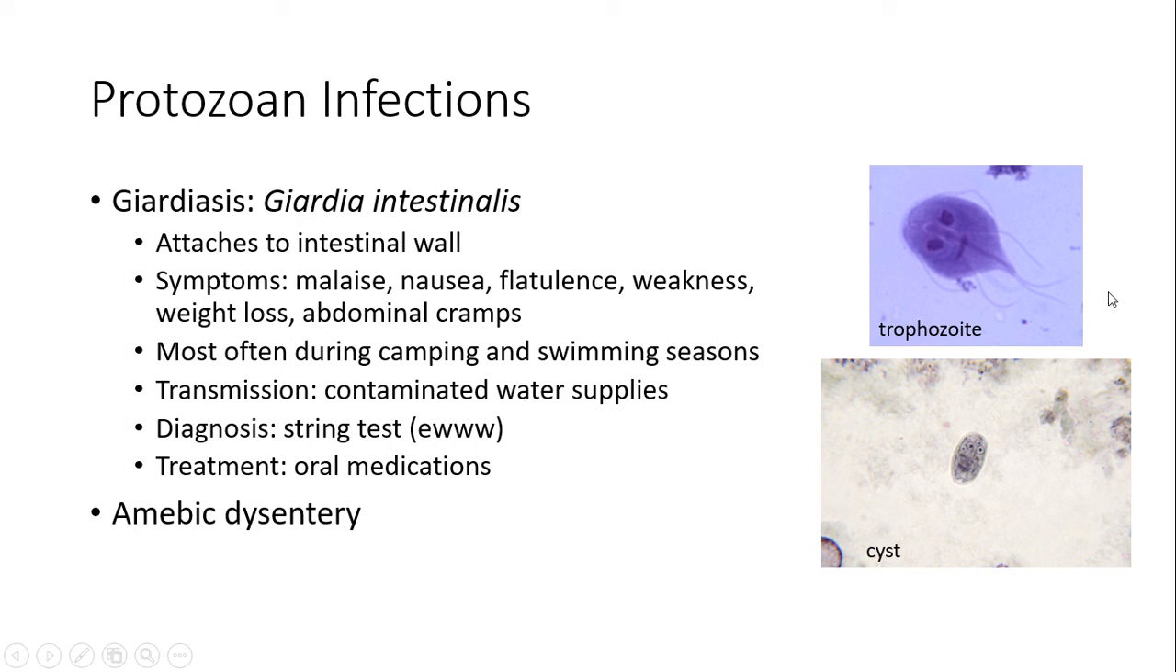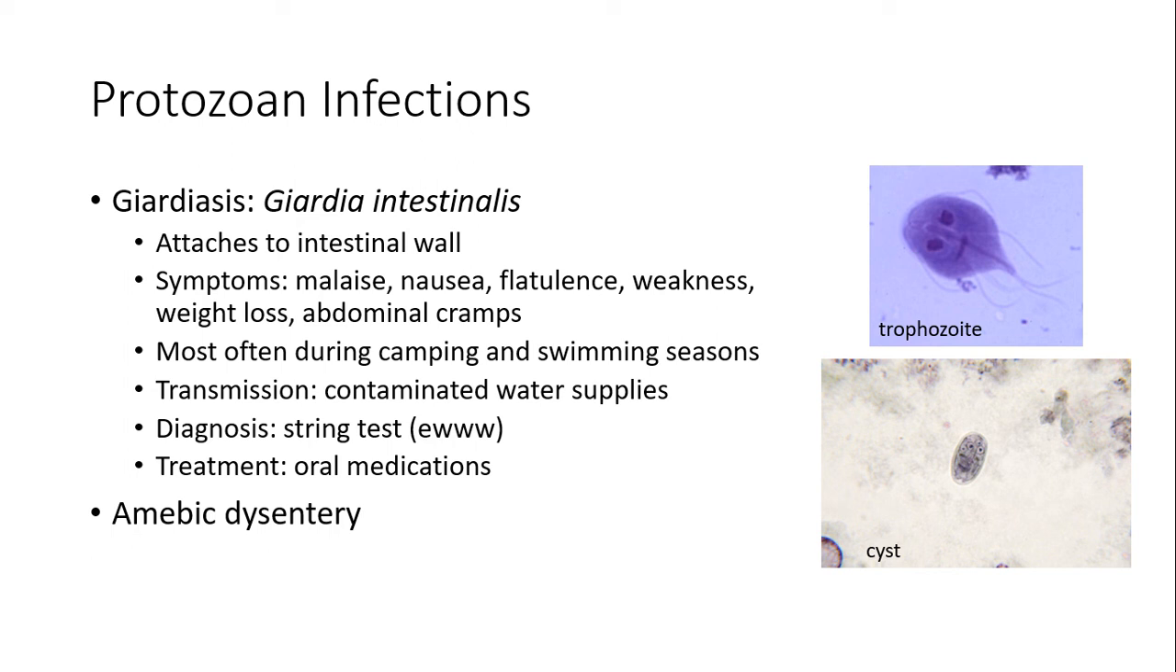And so this will attach to the intestinal wall, causing symptoms of malaise, nausea, flatulence, or farting is the common vernacular, weakness, weight loss, and abdominal cramping. It's most often seen during camping and swimming seasons. It does inhabit recreational water sources like lakes and streams and that sort of thing. And campers will sometimes use stream or lake water for their hydration. So we have iodine tablets that you should use to reduce the possibility of a Giardia transfer.